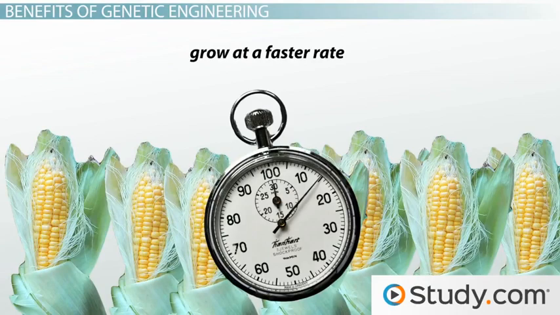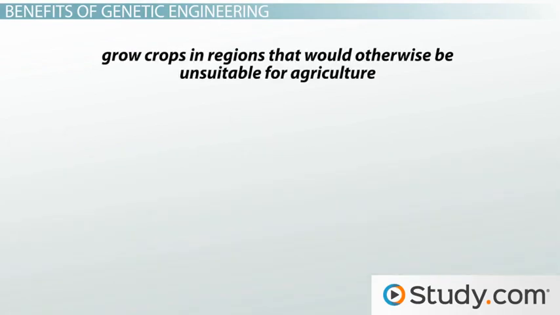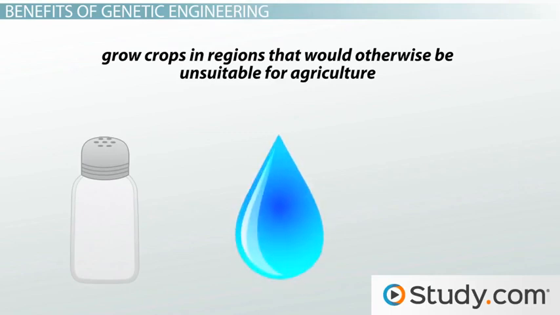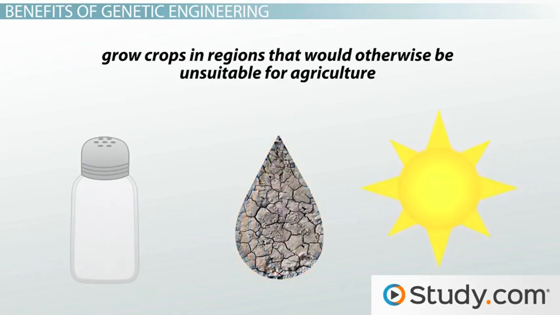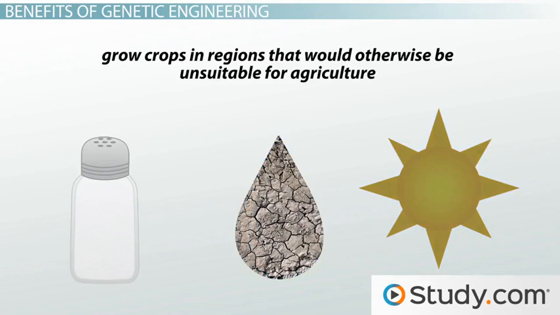Genetic engineering has also increased yield by making it possible to grow crops in regions that would otherwise be unsuitable for agriculture, such as areas with salty soil, areas that are drought-prone, and areas with low amounts of sunlight. Through genetic engineering, crops have been modified to tolerate salty soils, be more drought-resistant, and increase their rate of photosynthesis to take advantage of limited sunlight.